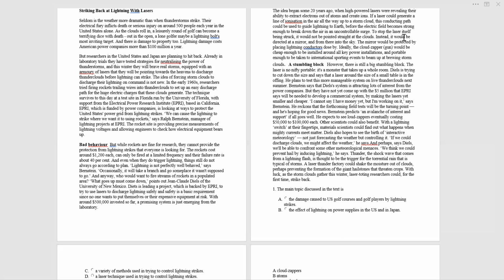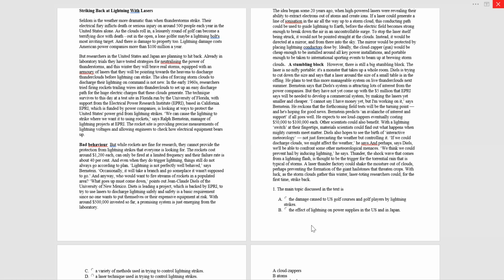Okay, let's talk about the answer here. You see what it is asking. The main topic discussed in the text is, right? So the main topic, that means we have to look first at the introduction. That means the topic given. So the topic here says, striking back at lightning with lasers, right? That's the topic, or that's the heading of the whole passage. So whatever is there in the heading, that's basically what the topic is about. You see, this is as simple.